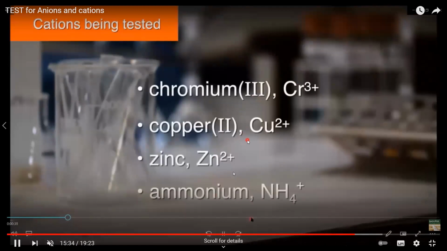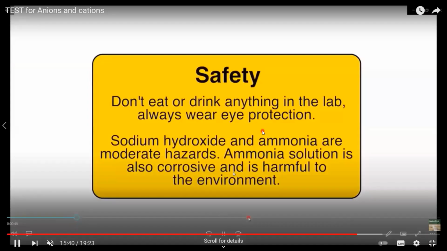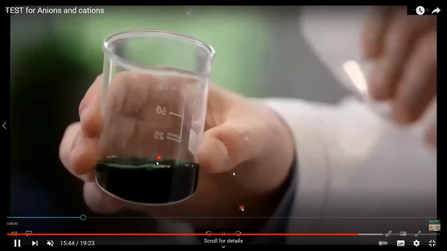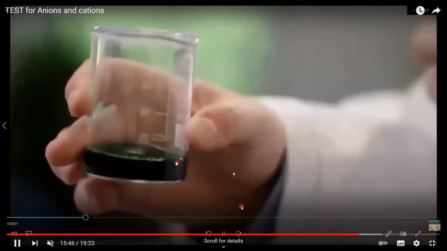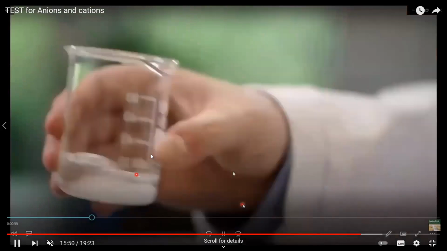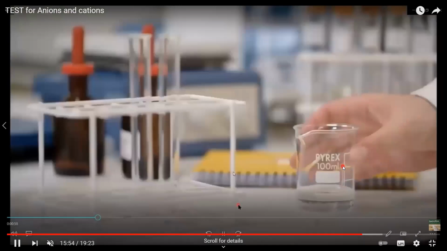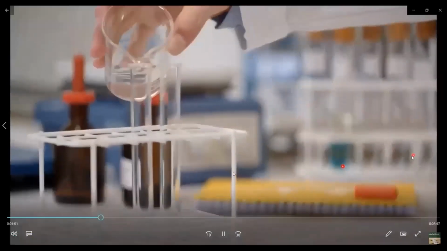Chromium, copper, zinc or aluminum. Chromium is there, copper is there, zinc and ammonium. So this is a colored solution. Originally the solution is colored, so this confirms the idea that there should be a transition element. But this salt solution is a clear solution, so it means there is no transition element, a non-transition element.